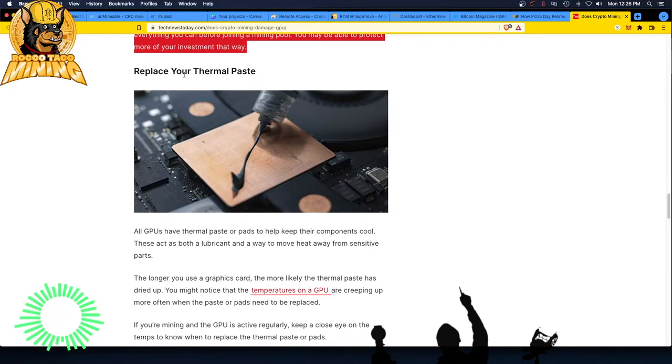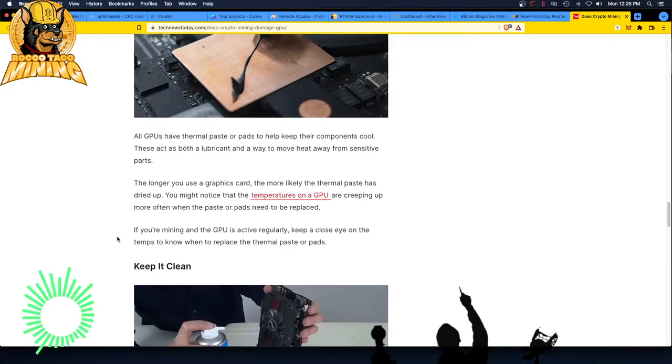So here they are saying replace your thermal paste. You can pop them apart if you see on your software temperatures, the mining temperatures, that your things are getting hot, the memory is getting hot. Time to look at the thermal paste.